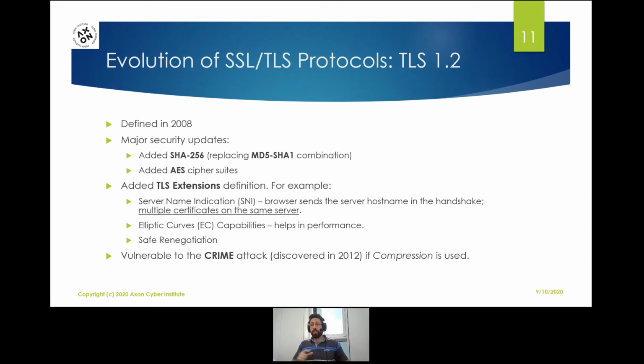This is possible because of the feature we call Server Name Indication. In a previous version, this was not possible. You cannot have two websites having valid SSL certificates at the same time on the same port. You would end up with one certificate for both or with invalid certificates. The other feature of the TLS extension is the elliptic curves capabilities.